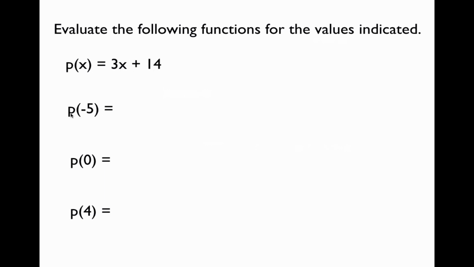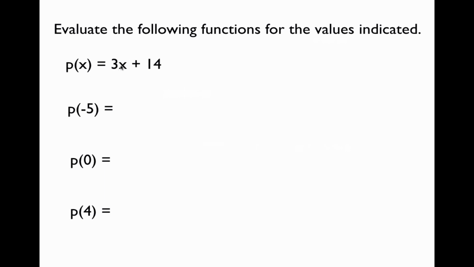So if we wanted to evaluate p of negative 5, what we would do is plug in negative 5 into the function rule and evaluate. And as I said in class, you should always replace the variable with parentheses. So this variable, I'm just going to rewrite it with parentheses, and I'm going to plug in negative 5.